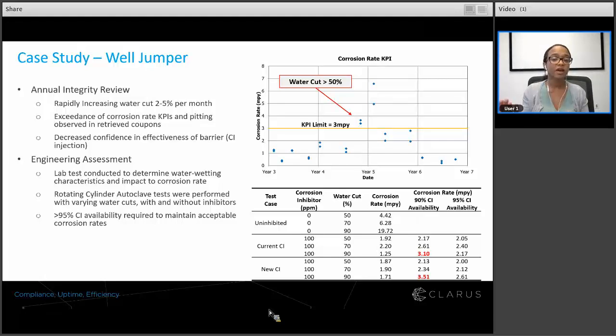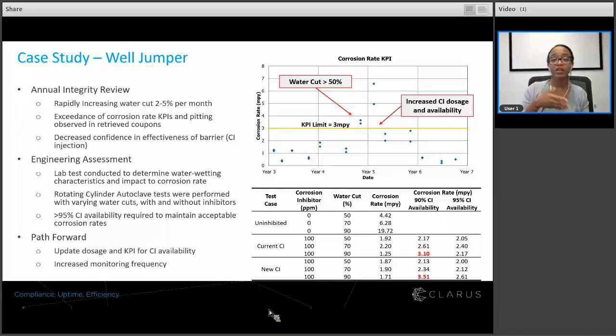But the next thing was to look at availability. If we are meeting our target dosage 90% of the time versus 95% of the time, are we within that acceptable KPI limit for corrosion? What we found is at 90% availability at the higher water cuts, we were above our acceptable corrosion rate limit. At 95%, for all the water cuts, we were below 3 mils per year. And so we set that as our target availability that we had to maintain.